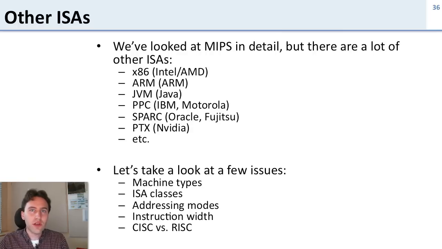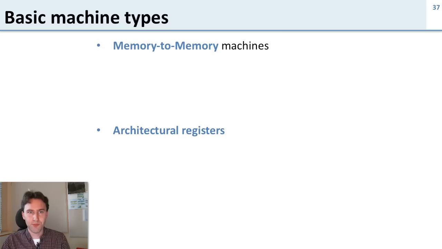So now we're going to take a look at a few issues across ISAs and try and compare them. The point of this is to give you a feeling for the choices that you can make when you're designing an ISA and get a feeling for why MIPS may or may not be a good choice. So we're going to look at different types of machines, classes of ISAs, addressing modes, issues of instruction width, and we're going to finish up with a discussion of CISC versus RISC.